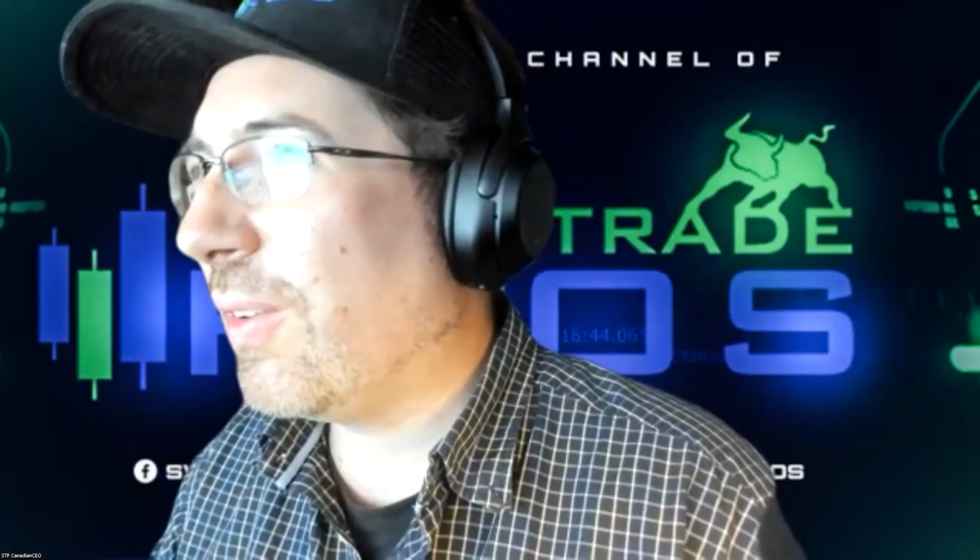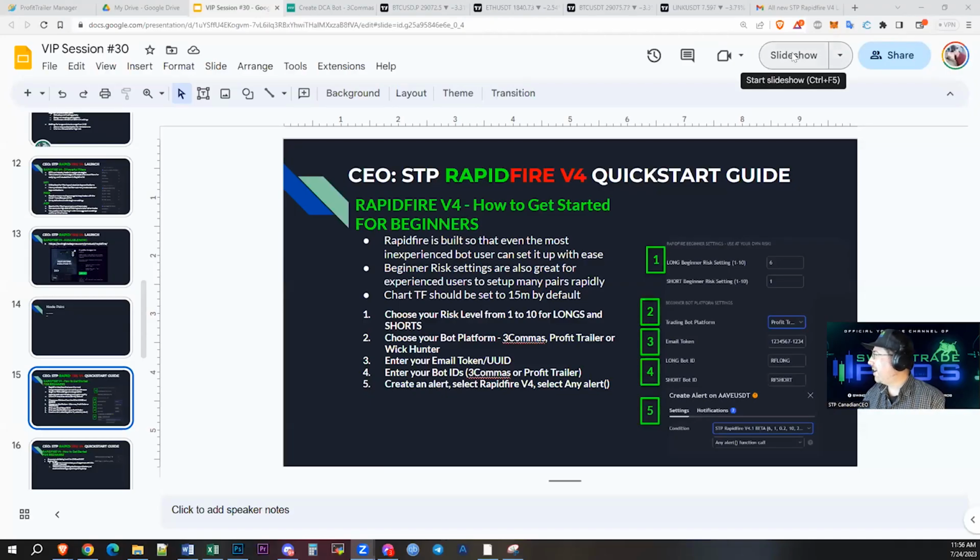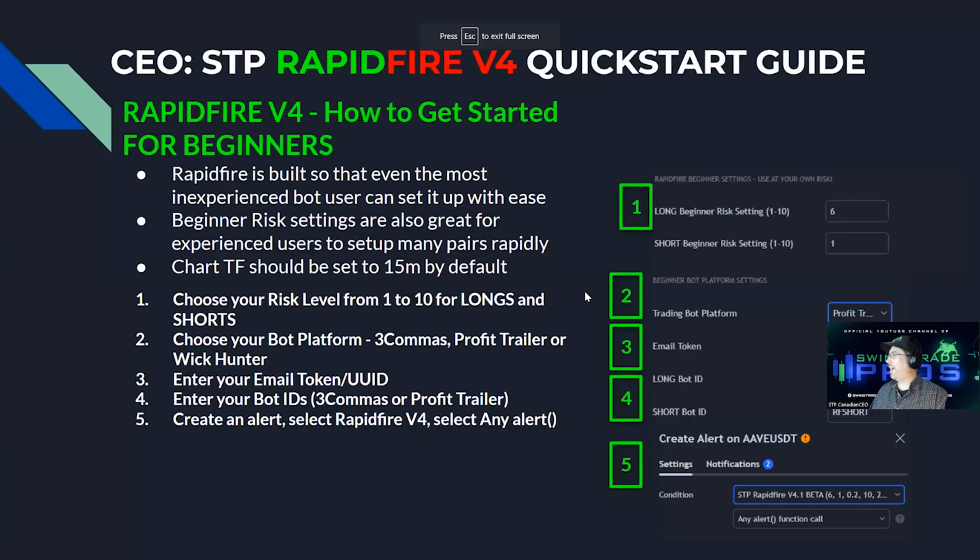All right, so we're going to get into how to start and set up Rapidfire V4. There's a really simple setup process here. Again, what I was talking about with the beginner risk settings, you've got your settings 1 through 10 for longs, 1 through 10 for shorts. So it makes it really, really easy to risk on with your longs or risk on with your shorts. Hopefully that makes it a lot easier for you guys.